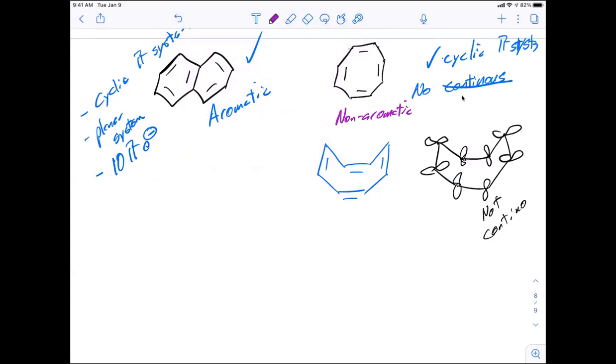It would have been anti-aromatic, right? But if you don't have a cyclic system, or if you don't have a continuous pi system, that is non-aromatic. You don't have to worry about counting your electrons.